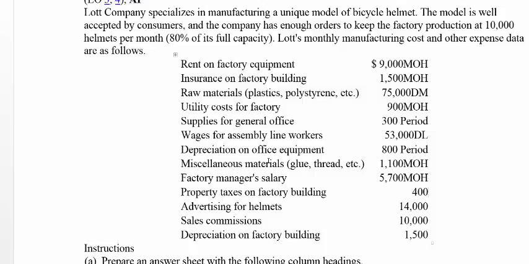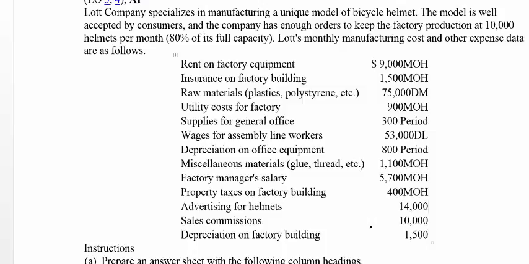Property taxes on the factory building. Again, notice this one says factory, just like these upper few had. The factory building is in direct relation to the manufacturing of the items. It is one of our costs that has to be covered. Therefore, we're going to lump it into our manufacturing overhead.